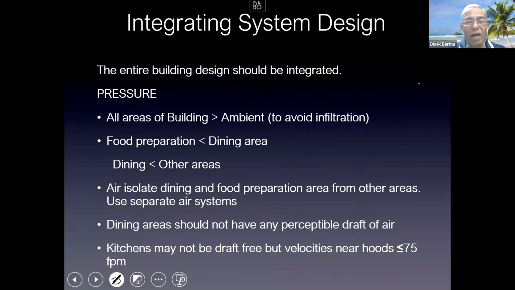As we put it, the entire building design should be integrated. The pressure in all areas of the building will be higher than ambient pressure to avoid infiltration. Food preparation area shall be less than dining area. Dining area shall be less than other areas. This is the entire building configuration that we got to have, because dining area smell cannot go into the general public area. Similarly, food preparation area smell cannot go into the dining area. To avoid infiltration of air as well as dust, you got to have a positive pressure in the entire building.